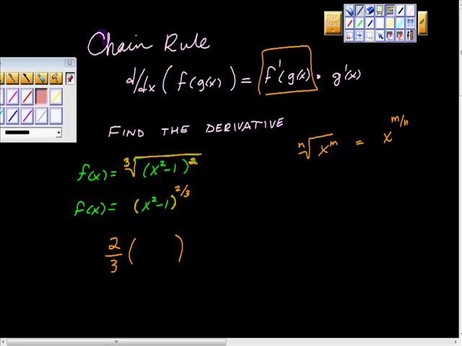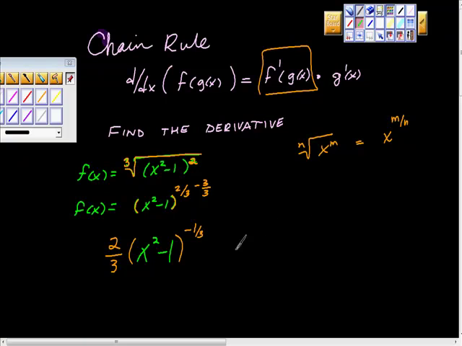Times my inside function. And then if you remember, we decrement this exponent, so I'm just going to subtract 1 here, right? Always subtract 1. I just put it in 3 over 3. And that would give us 2/3 minus 3/3 is negative 1/3. So far, so good, I think. Hopefully we can agree that this is the derivative of the outside. We haven't done anything with the inside yet. We're going to leave this piece in here.